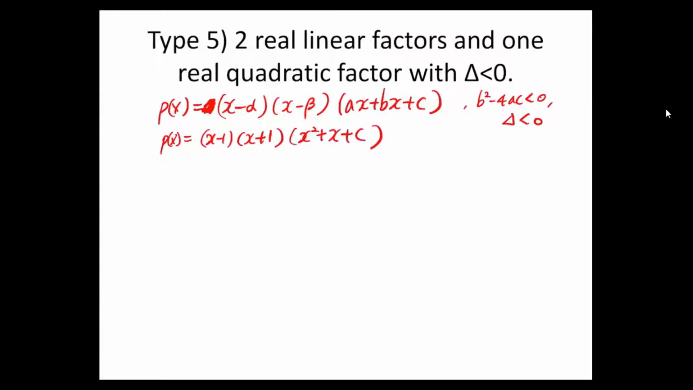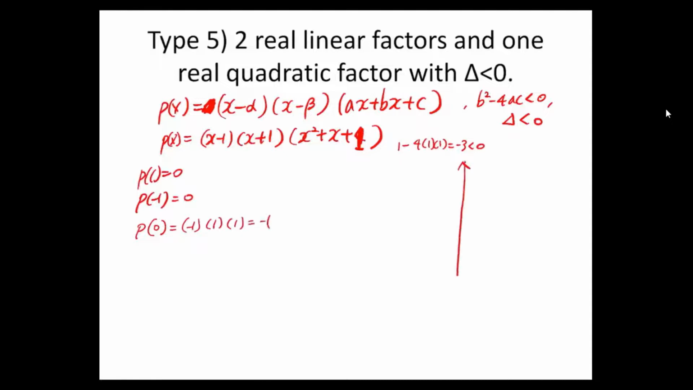If I have x squared plus x plus 1, then b squared is 1, and 4ac makes it negative 3, which is less than 0. So I confirm that in this case we don't have real roots. When you plug in 1 and negative 1, the answer is 0. Let's see what happens when x is 0. So it's 0 minus 1 is negative 1, 0 plus 1 is 1, and 0 squared plus 0 plus 1 is 1, so you have negative 1.